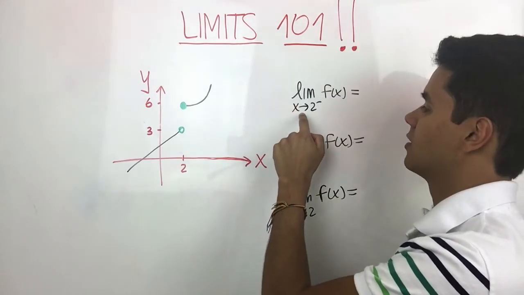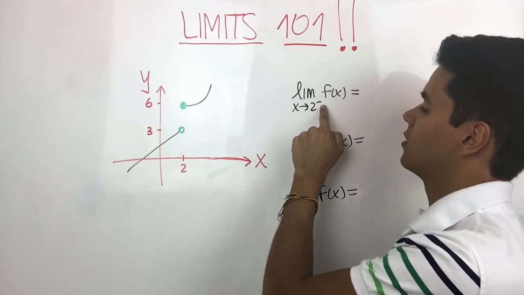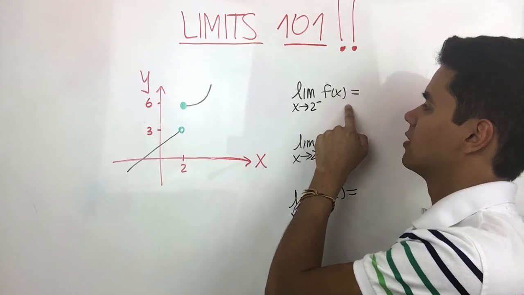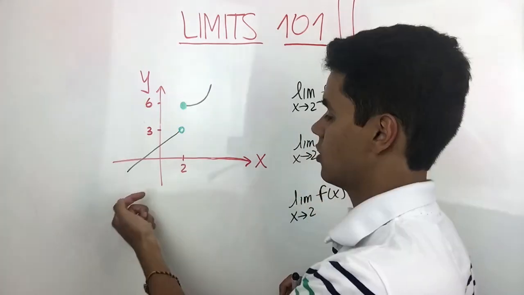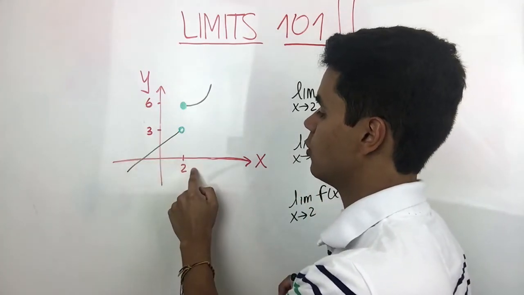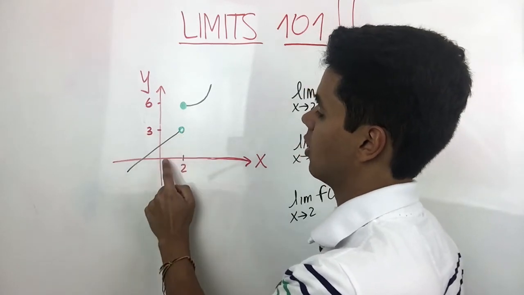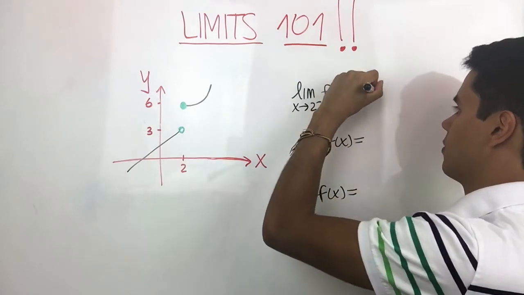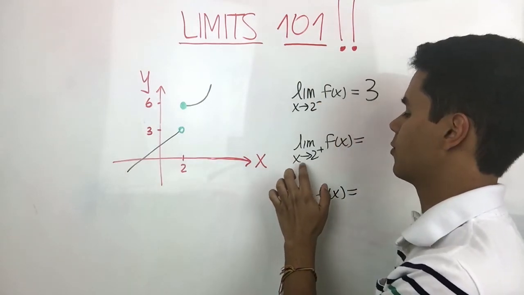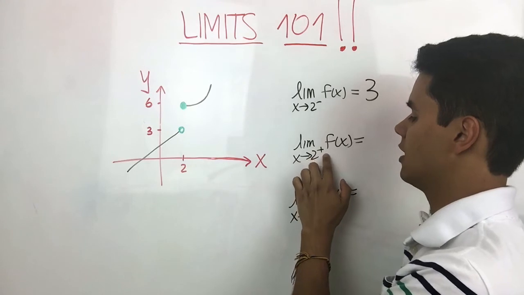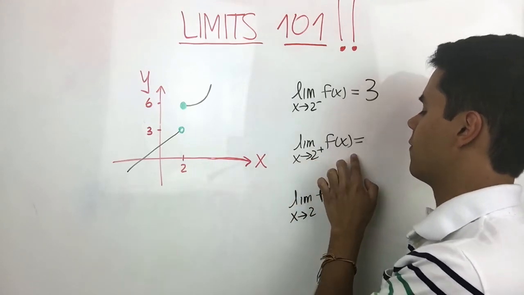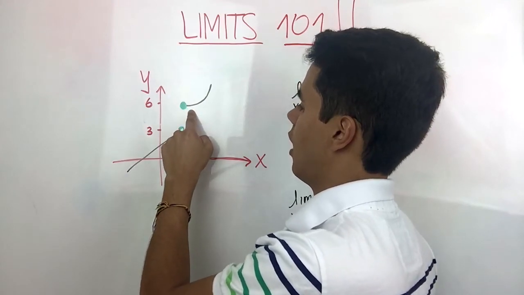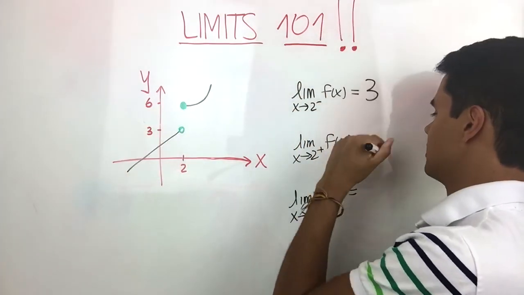The limit as x approaches 2 from the left, this negative sign tells you that we're calculating the limit just from the left, of f of x is going to be equal to a certain number. So as we get closer and closer to 2 from the left, our y values are going to get closer and closer to 3. So this limit is equal to 3. Now if we take the limit as x approaches 2 from the right, this plus indicates that you're going from the right, of f of x is equal to, and the y values as we get closer to 2 are getting closer to 6. So this limit is equal to 6.